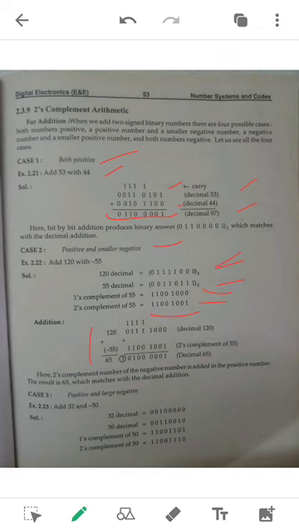So decimal 120 is here and the 2's complement is here. You have to perform the addition, and this addition you have to perform by referring to the table I already showed. Okay, next we come to case 3. In case 3, we have a positive number and a large negative number. The example is 32 and minus 50.